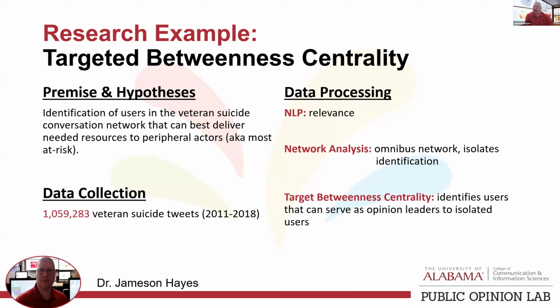Then we used network analysis using Python to develop an omnibus network. First, we did a reply, a mentions, and a tweet network, and then we combined those networks into one big network. And then we identified the people who are isolated in that network. From there, we created a new network metric called targeted betweenness centrality. And that metric we use to identify the opinion leaders that are best situated to get to those people isolated in the network. So when we run a campaign, we would reach out to those folks first.